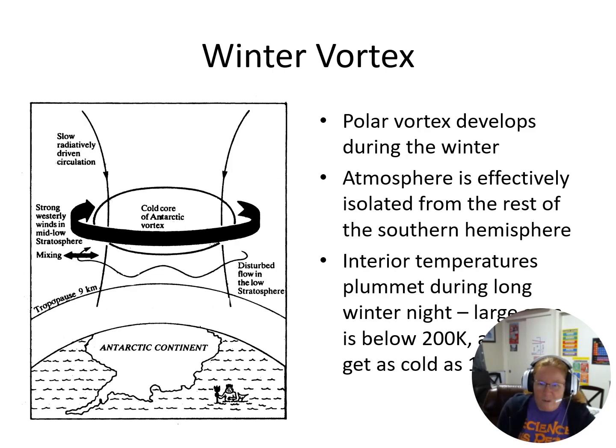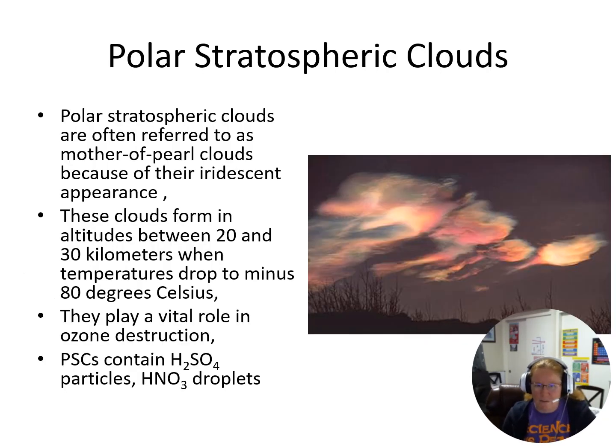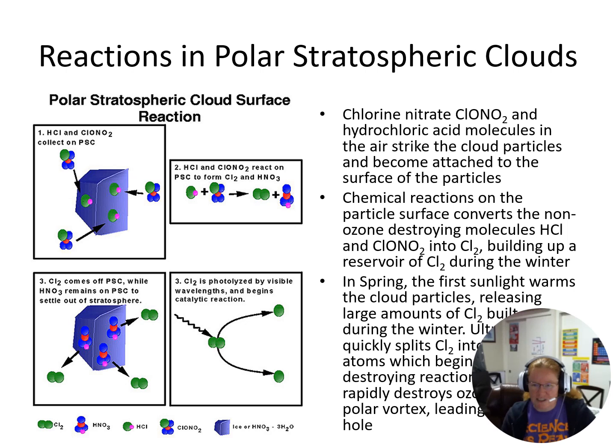Okay. Well, we get what's called a polar vortex. So during the winter, we get this polar vortex. And so the atmosphere is isolated from the rest of the southern hemisphere. Interior temperatures plummet and we get super, super cold temperatures. Okay. All right. So then what happens? Well, we get these polar stratospheric clouds. Okay. And so these clouds form at altitudes between 20 and 30 kilometers when temperatures drop a lot. And so they play a role in our ozone destruction. And so they contain sulfuric acid, nitric acid, and we get all of these crazy reactions that happen in those stratospheric clouds. And so when our temperatures plummet, we get this stuff happening.